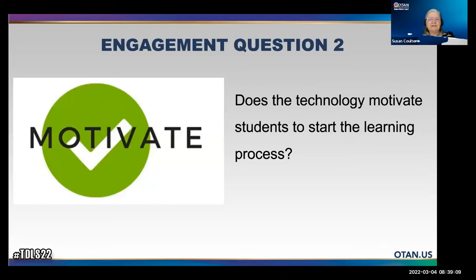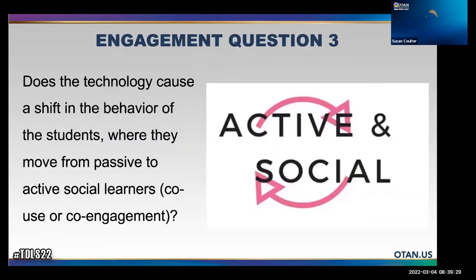Number two, does the technology motivate students to start the learning process? Does it get them up and get them going? Does it motivate students to immerse themselves in the learning? I've heard engagement described as the hook that grabs the student and pulls them into the lesson. Next.